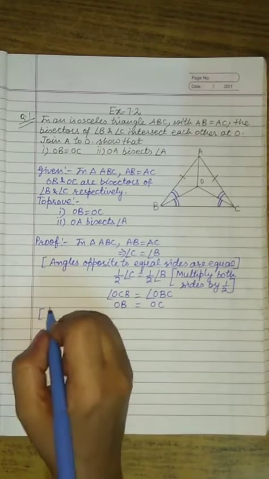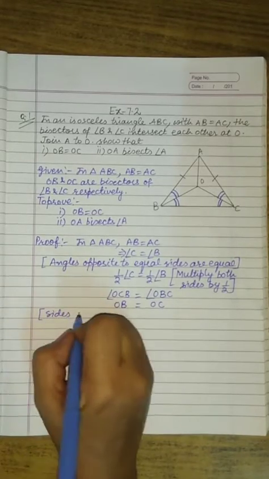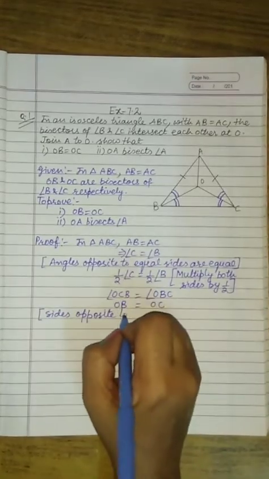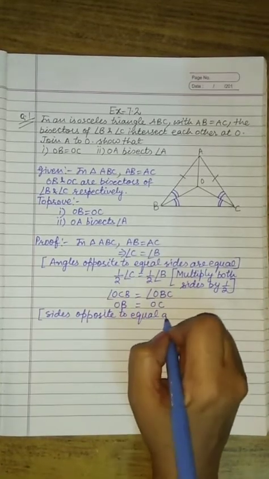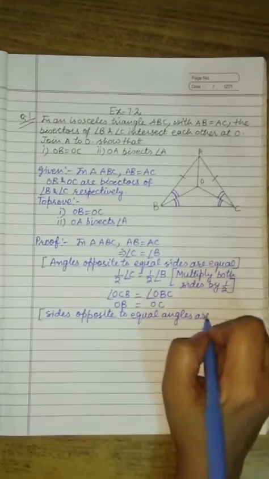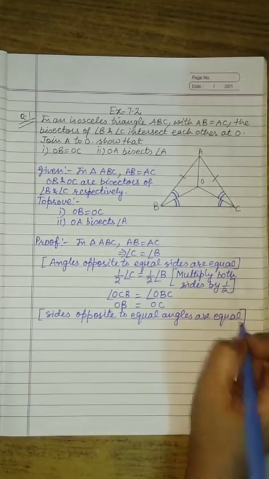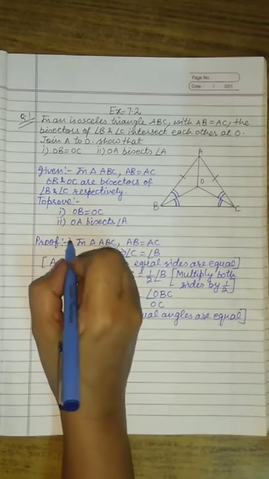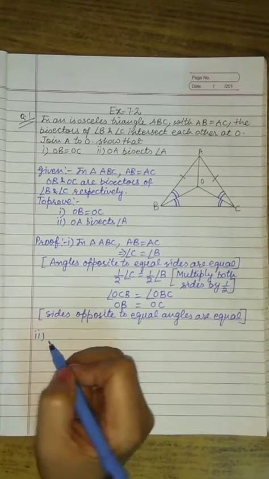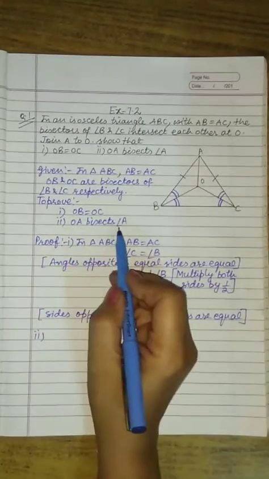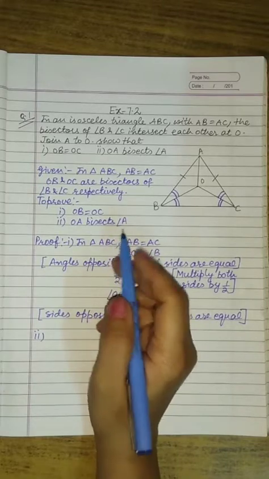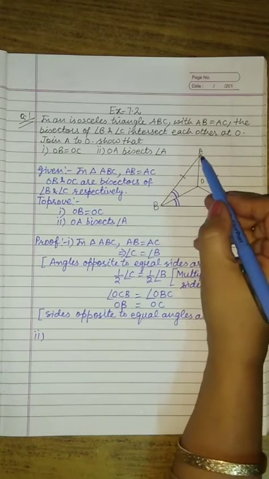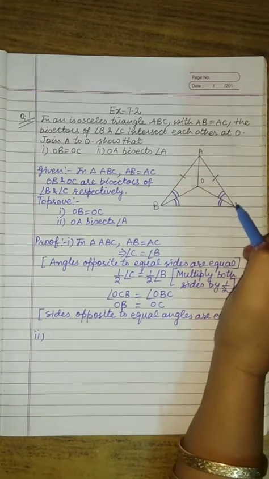So which property we have used here? Sides opposite to equal angles are equal. So our first part is proved, that is OB is equal to OC. So this is our part 1. Now moving to part 2, we have to prove OA bisects angle A. So we are taking these two triangles, which is ABO and ACO.